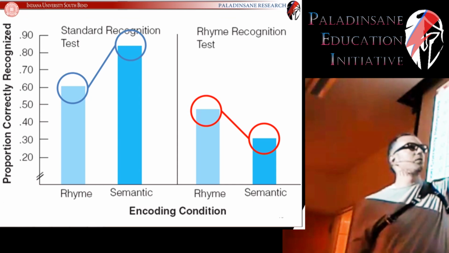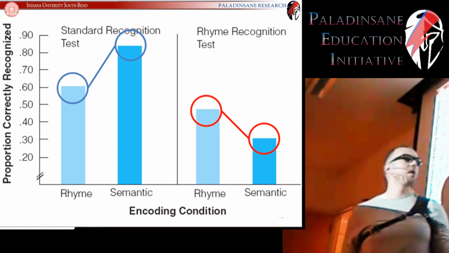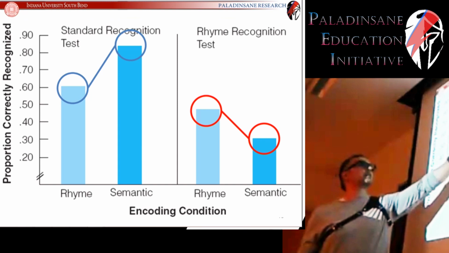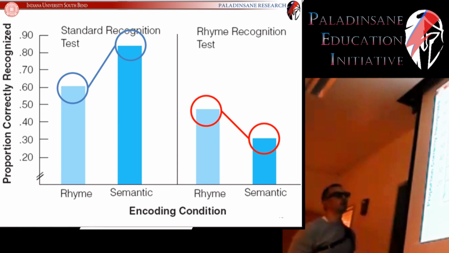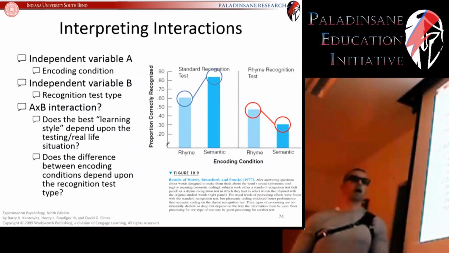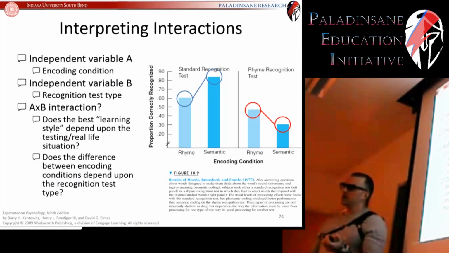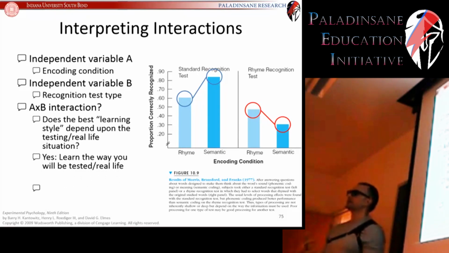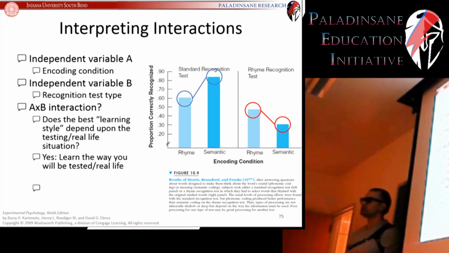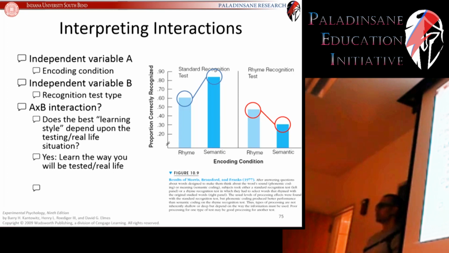If you're being tested in a rhyming condition, learn it under rhyming encoding. If you're being tested in a semantic condition, best to learn it under semantic encoding. And that's one of the reasons why semantic encoding is typically preferred. Semantic tests are typically used because in the real world, people usually want to know, do you understand this?